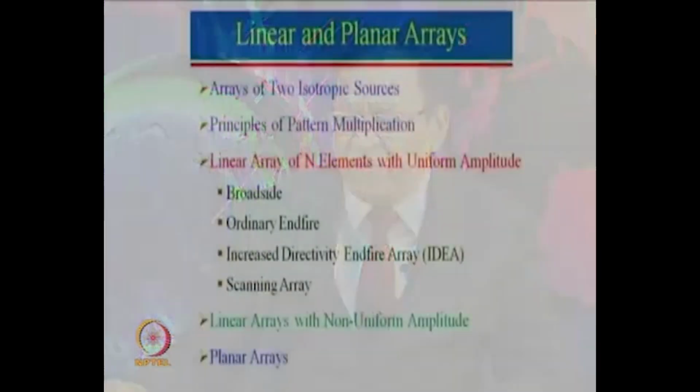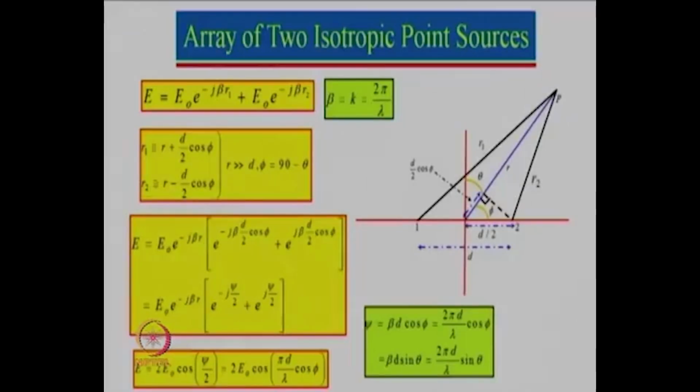So let us take an example of an array of two isotropic point sources. Let us say we have two sources here, which are source 1 and 2. Both of these sources are isotropic elements, and we want to find out what is the E field at point P. Now a few assumptions we will make here. First, we are going to a far away point, so we are going to calculate the far field radiation. The condition over here is that the far field distance is much greater than d, which is the distance between the two elements.